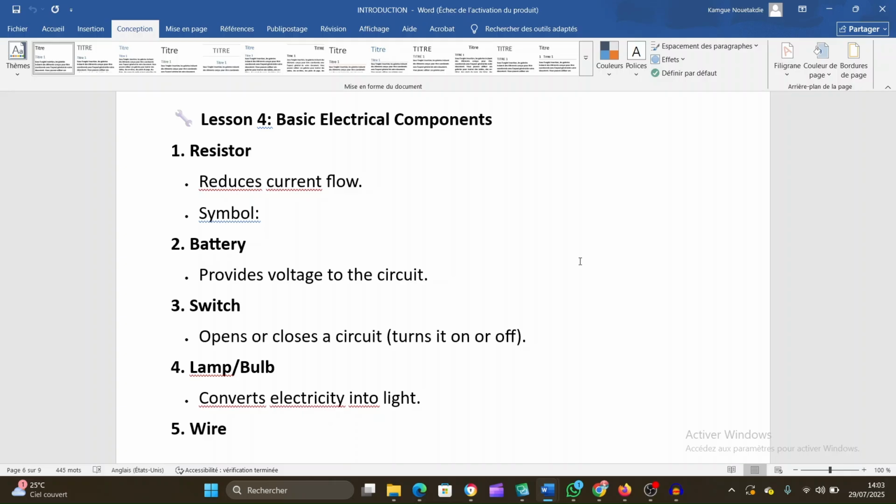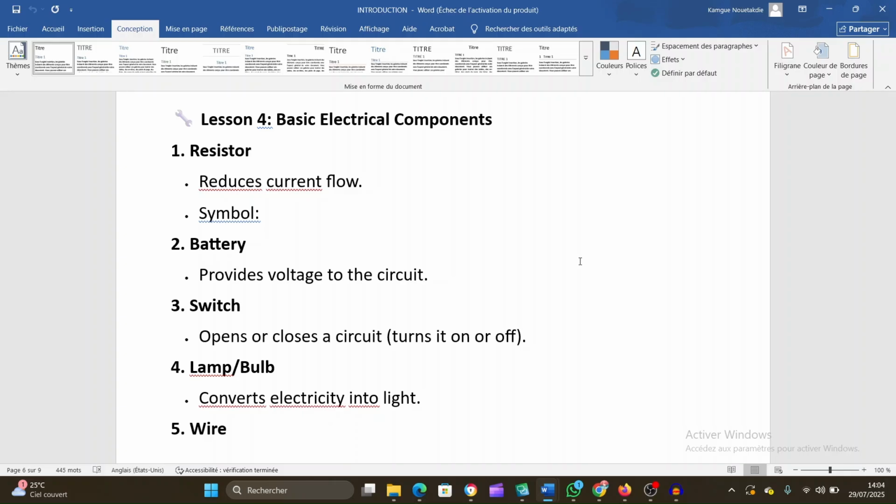Keep this in mind. Another electrical component that most of us are used to is a switch. Before you enter your house, you turn on the light. It opens or closes a circuit, turning it on or off. A switch turns an electrical circuit on and off. So this is an electrical component, a switch.